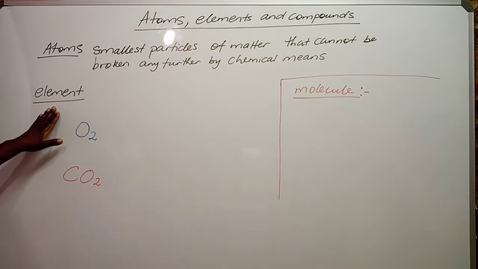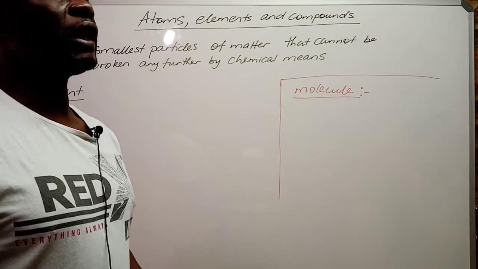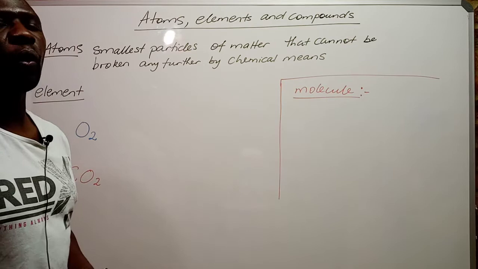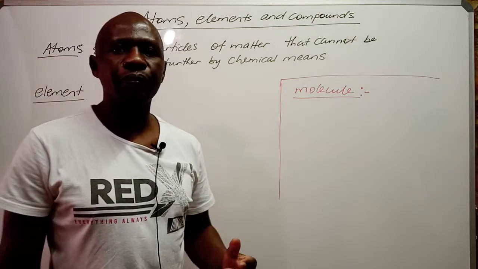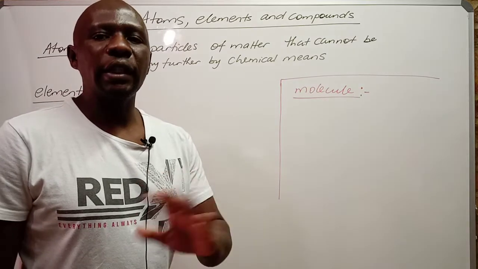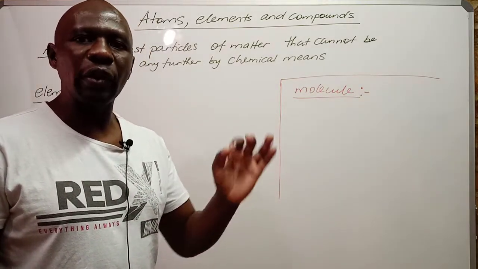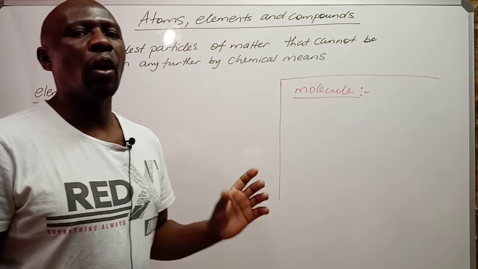Now let's look at what an element is. An element is only one kind of an atom. When we say an element is only one kind of an atom, in other words, we are also saying an element is a pure substance because it contains only one kind of an atom.